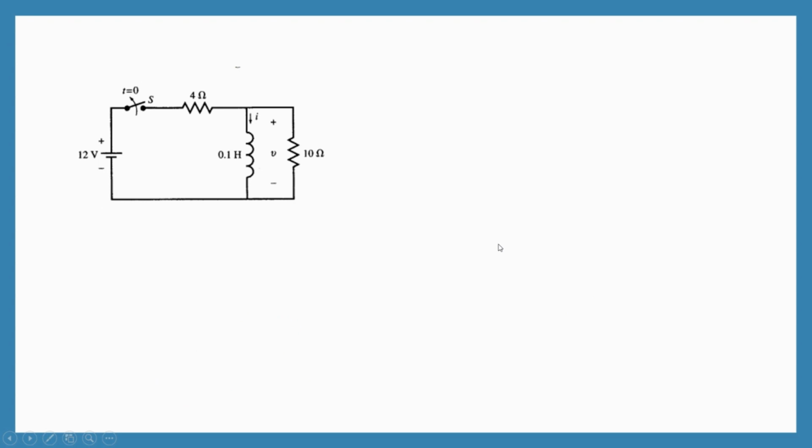Let's look at this simple numerical example. So here we've been asked to find I of t and V of t of the inductor for all times. So let's split it as three periods. One is when t is less than 0, at t is equal to 0, and for t greater than 0.